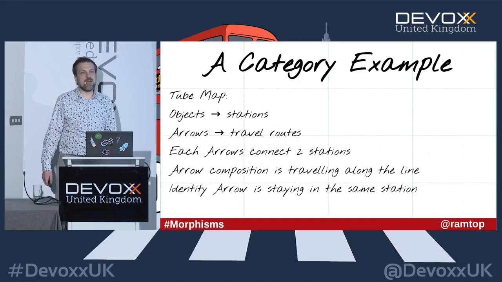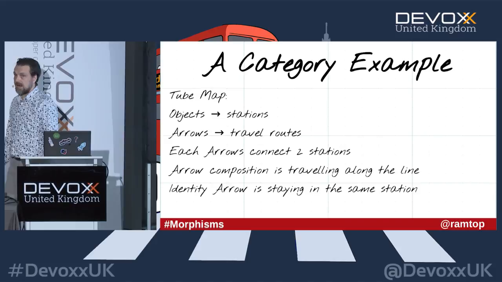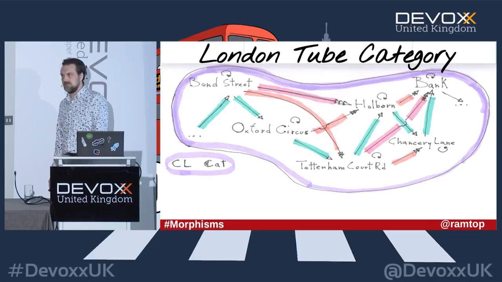And you can imagine the identity arrows like going out to the station and going back to the same station. And arrows composition is traveling along the line, so you go from one arrow to another arrow. And yeah, identity is staying on the same station. And so you can have something like that for the central line if you are from London.